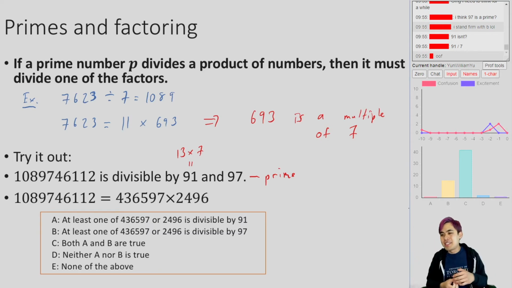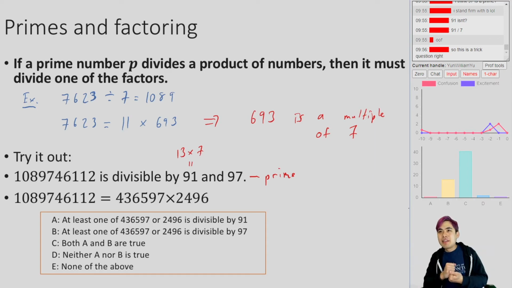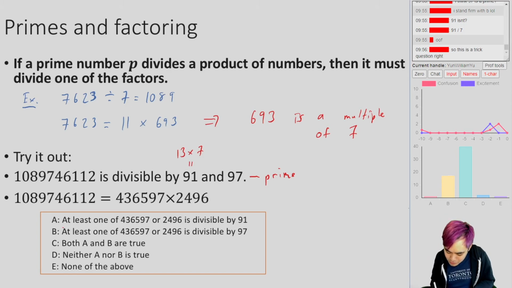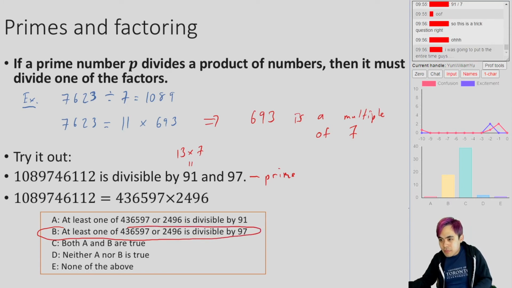It would have been obvious if I had said 6 and 97, but I'm trying to make the point that it's sometimes hard to figure out. Is it a trick question? No, it's not a trick question. I mean, I did intend to trick you, but the question has a real answer, which is that only B is true. At least one of these things is divisible by 97. And in fact, it turns out that 436,597 divided by 97 is equal to 4,501.